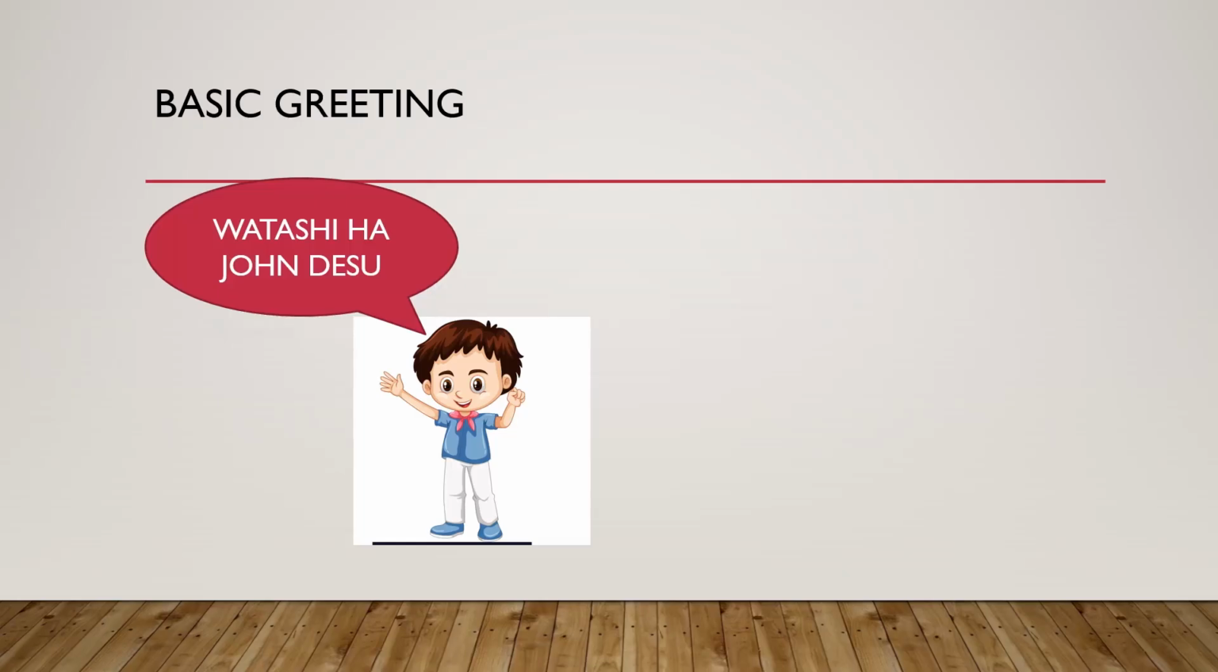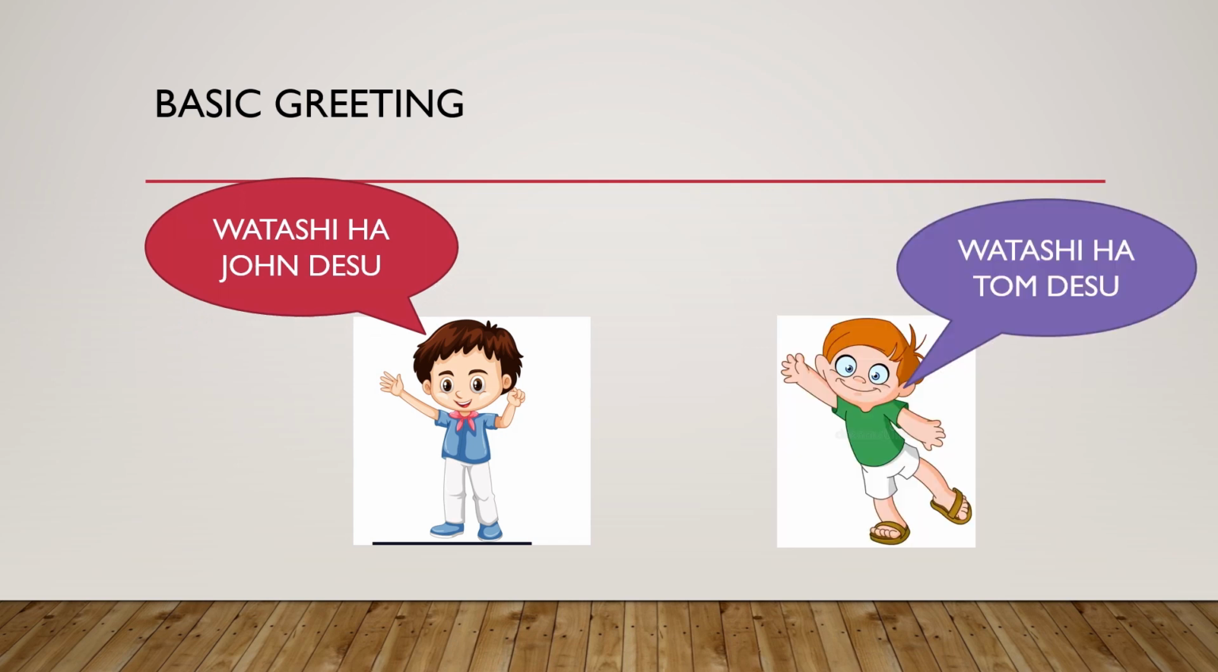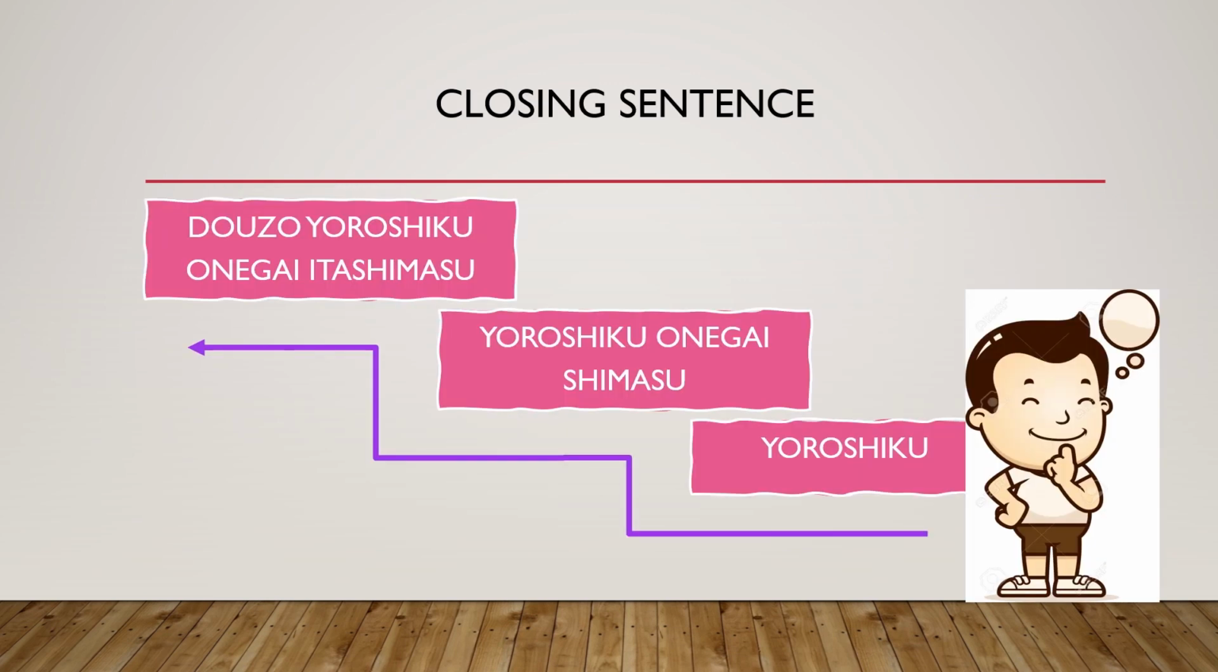So you'll say hajimemashite, that is nice to meet you, and then you'll begin by telling your name. We've already seen how to tell your name, that is watashi wa John desu. Here we've taken examples of John and Tom. So it would be hajimemashite, watashi wa John desu, and then in return Tom would say hajimemashite, watashi wa Tom desu.